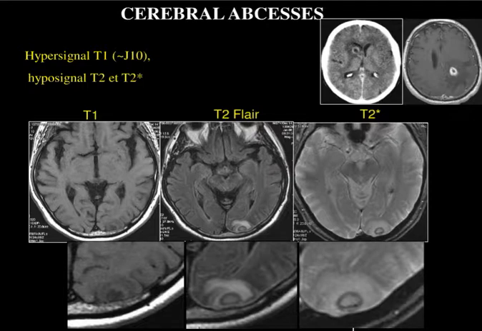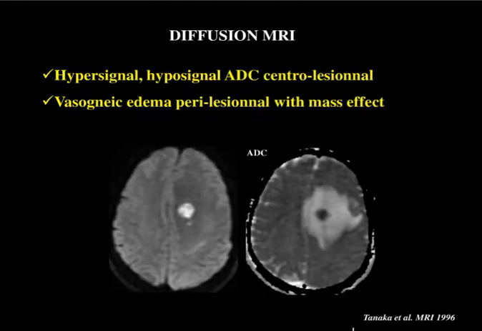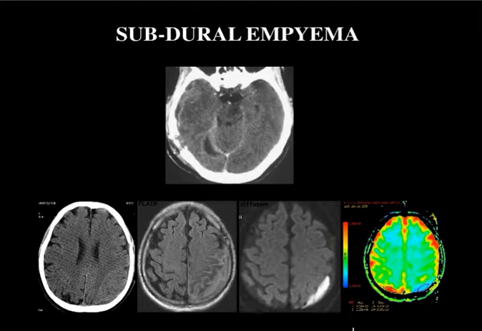And MRI is also very good for making the diagnosis of abscesses, which is characterized by a T1 hypersignal and a T2 hypersignal. You can make the diagnosis using diffusion MRI. You can improve the diagnosis of microabscesses by showing the vasogenic edema around the abscesses. Or for another complication of bacterial meningitis, which is subdural empyema.